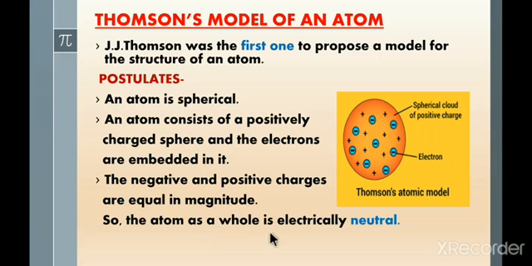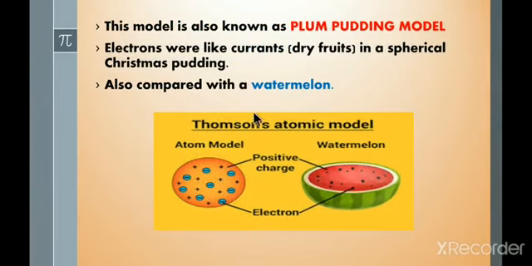So the atom as a whole is electrically neutral because an equal number of positively charged protons and negatively charged electrons cancel the charges of each other. This model is also known as plum pudding model because electrons were like currants or dry fruits in a spherical Christmas pudding. It has also been compared with the watermelon. The black seeds inside the watermelon are compared with electrons, and the edible red part is the positively charged part.